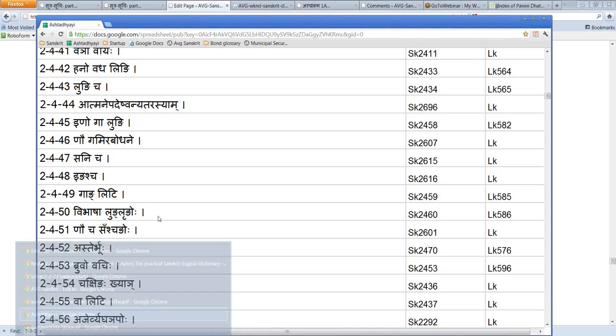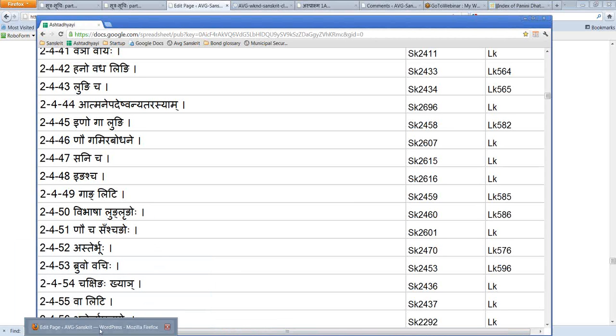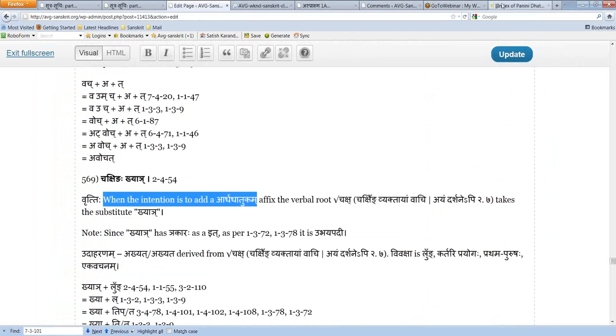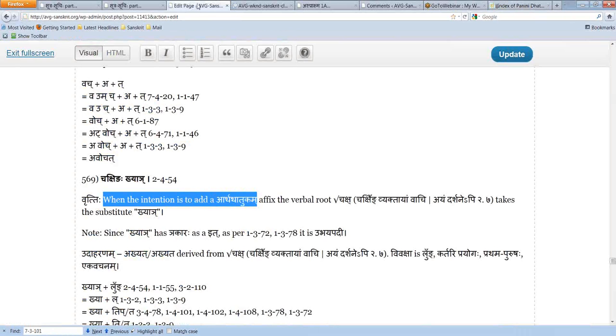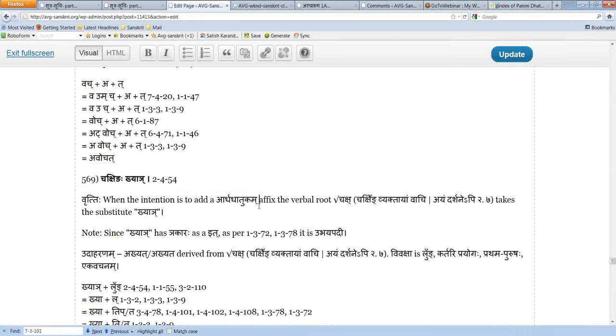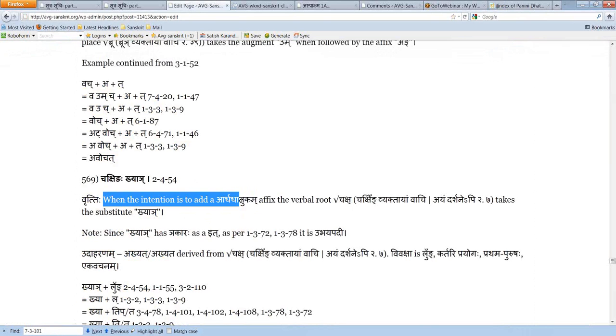It doesn't apply to the dhatu kya itself, because that dhatu is, according to Mahabhashyam, only used in the context of sarvadhatukam. Sarvadhatukam follows. But so this one is not what is meant here. We are going to use this sutram here. So basically, very simple sutram: when the intention is to add an ardhadhatukam pratyaya, then this chakshing takes the khyai.